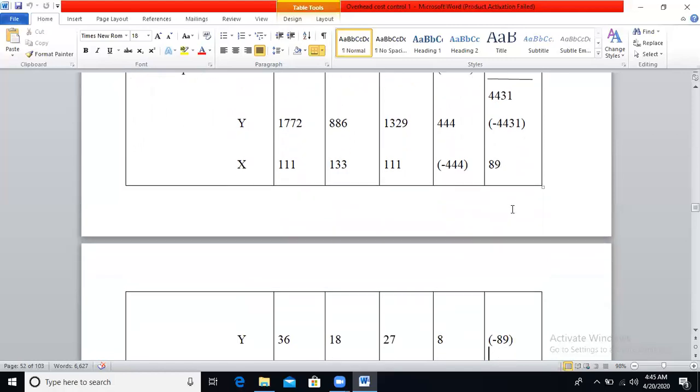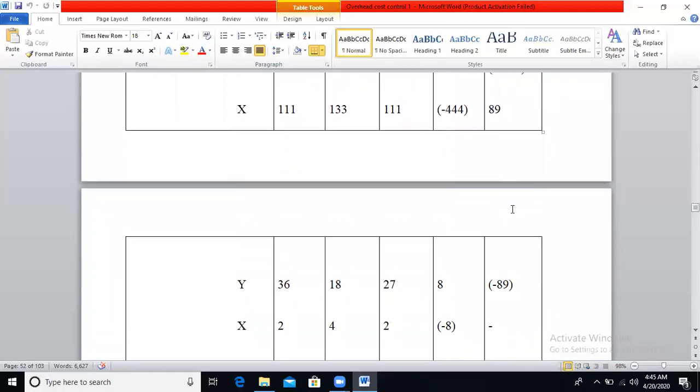Reapportion the Y department value 89. 89 should be reapportioned to the A, B, C and X departments at the percentages of 40%, 20%, 30%, 10%. So for the first department, 89 into 40%, if you calculate it, you will get 35.6. So we have rounded off to 36. And 89 into 20% for the B department, you will get 17.8. So we have considered it as 18.